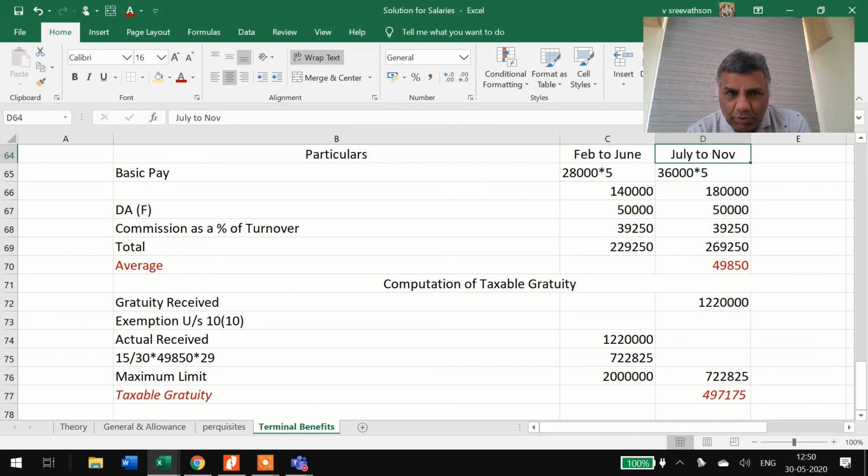This is how the answer works out. The first 5 months, it should have been 28,000. Next 5 months, 36,000. This is the basic pay. DA and commission are to a larger extent constant, giving us an average salary of 49,850. And our taxable gratuity comes to 4,97,175.